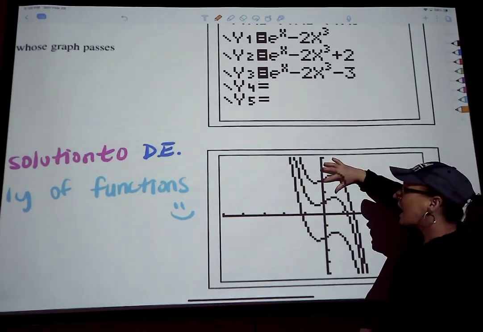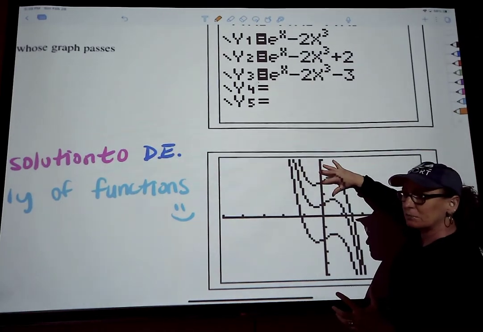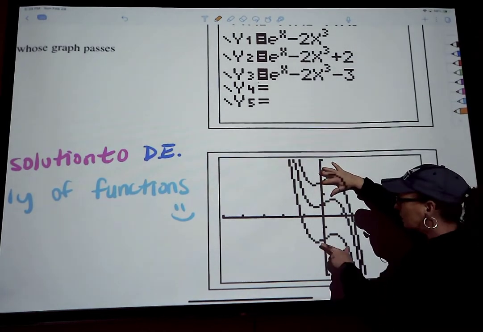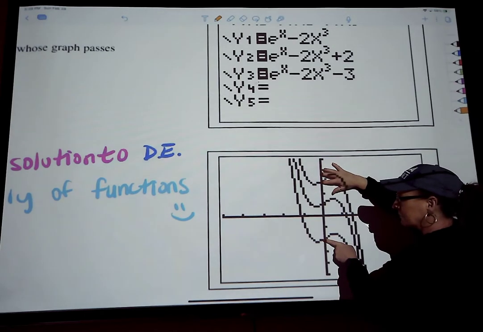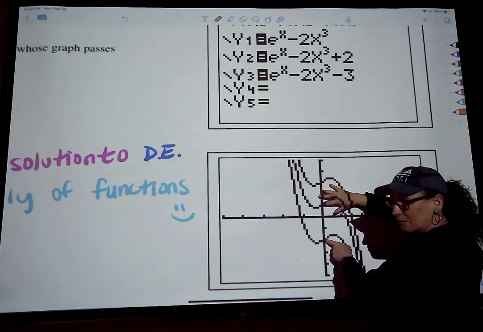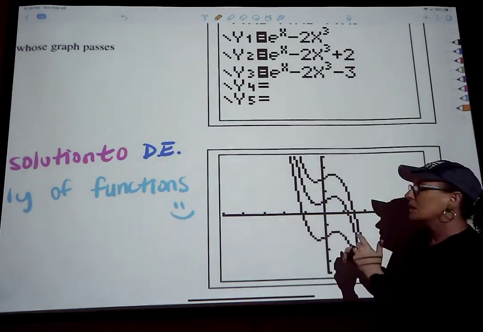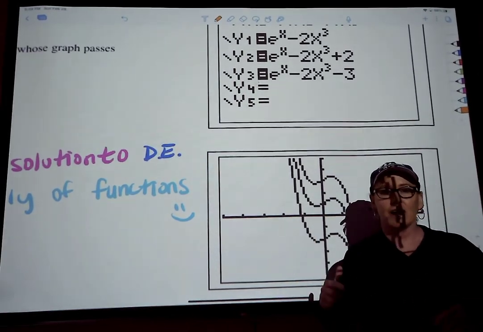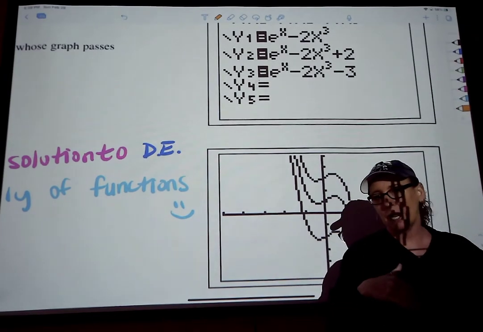So the highest graph was when C was positive 2. The lowest graph was when C was negative 3. And the middle graph was when C was 0. Okay? Here's the thing. Each graph kind of has the same shape.